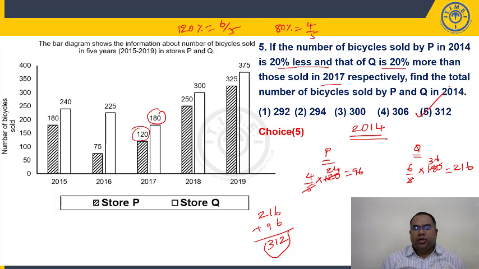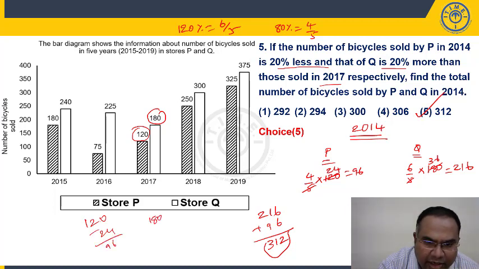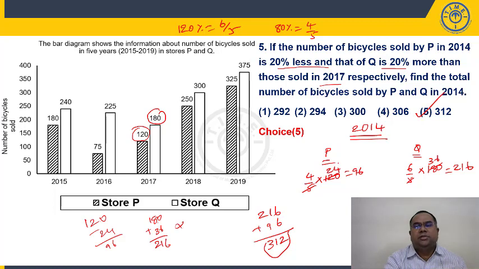So the 2014 P value is 20% less than the 17 value. 20% less means you can take 20%. There is nothing wrong if you do it like this. See, 120, 10% is 12, 20% is 24, subtract. How much am I going to get? 96. Then 180, 20% more, 10% is 18, 20% is 36. 180 plus 36 is how much? 216. Instead of doing all this, what I have done is, P is 20% less means P's value should be 80% of that value. So 4 by 5 of 120. Q is 20% more, so it is 120% of that value.